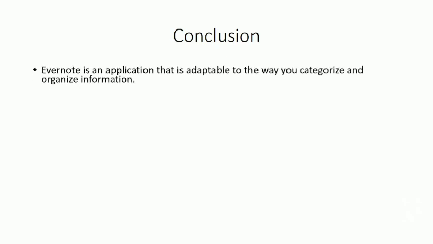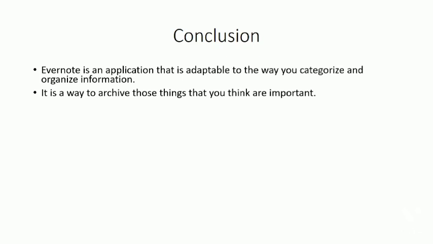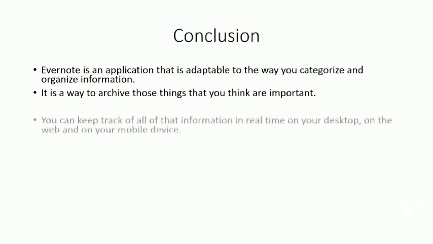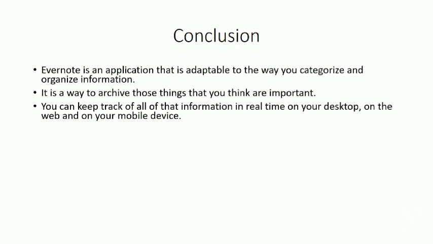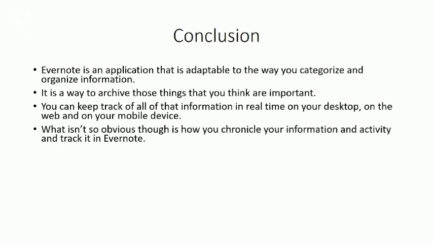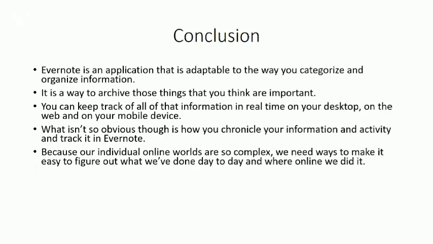In conclusion, Evernote is an application that is adaptable to the way you categorize and organize your information. It's a great way of being able to organize those things that you personally think are important from day to day. Now you can keep track of all of that information in real time on your desktop, on the web, and on your mobile device, and have them all agree. Now, what isn't so obvious is how you chronicle your information and your activity and also track that activity in Evernote. Because our individual online worlds are so complex, we need ways to make it easy to figure out what we've done day to day and where online we've actually done it.